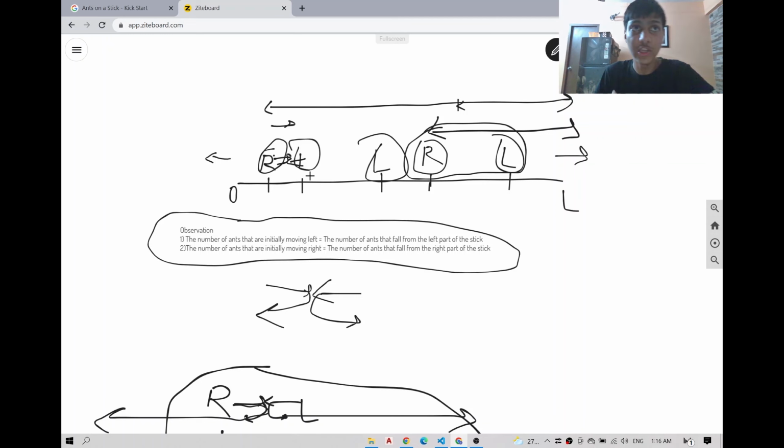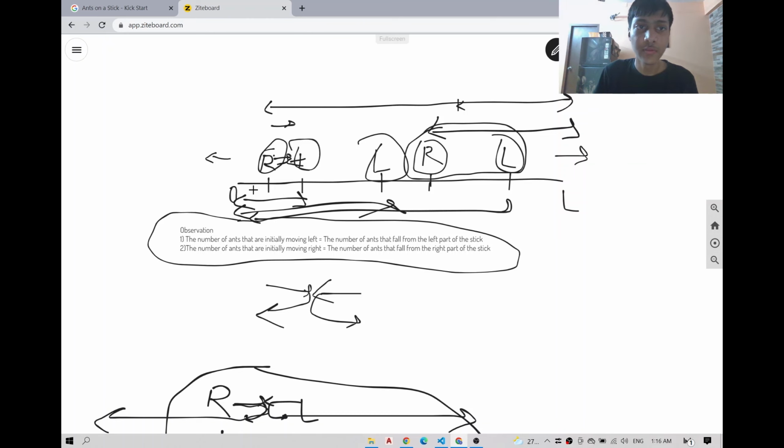Similarly, for ants initially moving left, we can calculate that distance from the left end of the stick, and that would be the time at which some ant, again not necessarily that ant, would fall from the left end of the stick. So this works for all of the ants that are initially moving left.